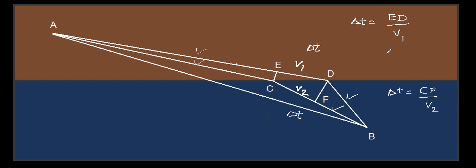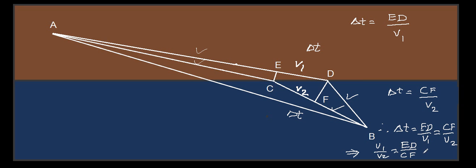Therefore, delta t equals ED by V1, that is equal to CF by V2, which implies V1 by V2 equals ED by CF. This is the result 1. Let it be equation number 1.